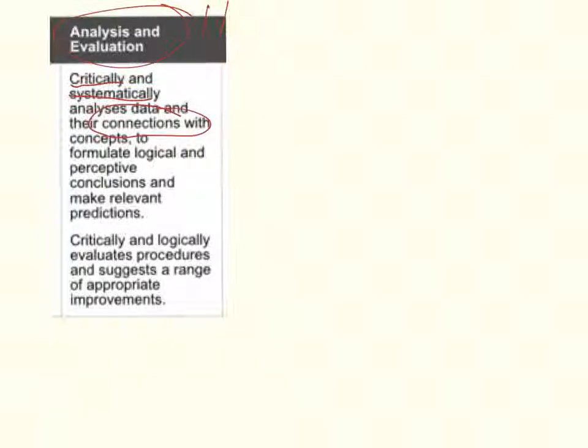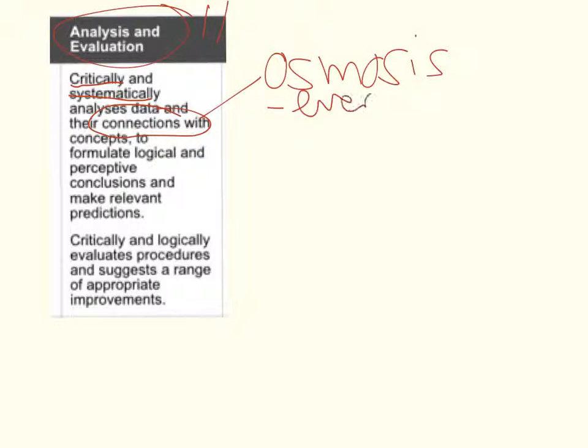Connections with concepts. So people don't often bring this in, but here we're looking at the concept of osmosis. Now we're looking at it in potato cells, but osmosis is something that happens in every cell. Can you connect what you find out for potatoes to every cell? Can you connect it to the way an organism operates? Because this is really showing your connections between the practical side of things and concepts in biology.